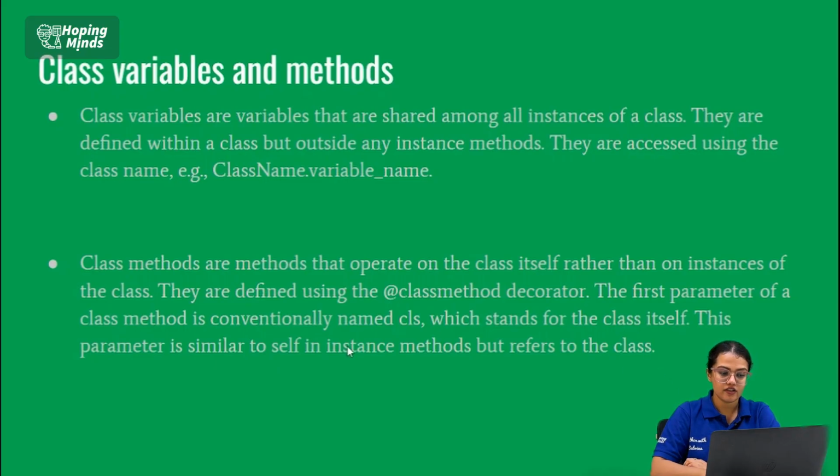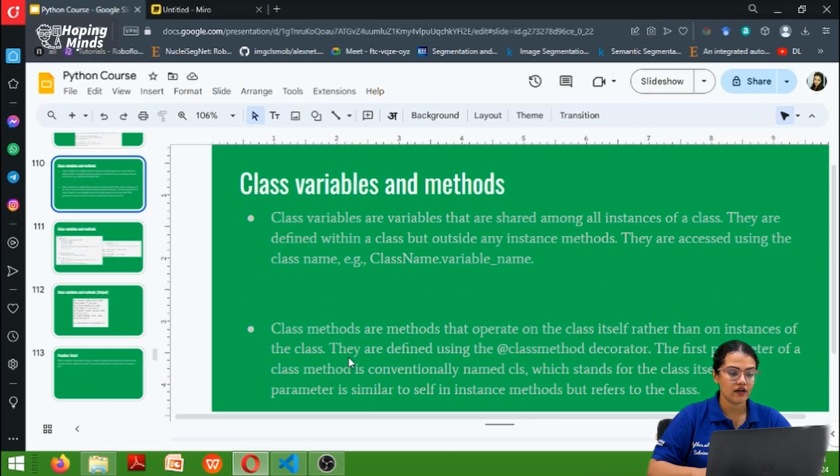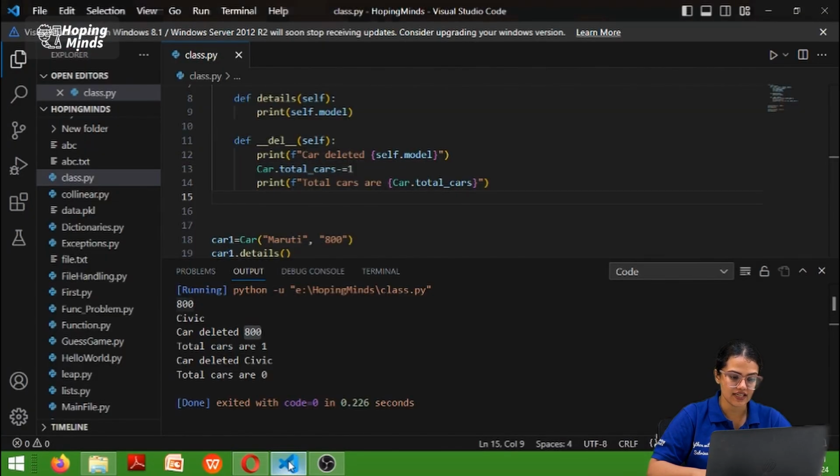The first parameter of the class method is conventionally named cls. So for the object methods, I think you all remember that we used the name self, but for the class method it is conventionally cls, just because it's synonymous to class, which stands for the class itself. This parameter is similar to self in instance methods but refers to the class. Okay, very fine. So now let us see how this basically is used.